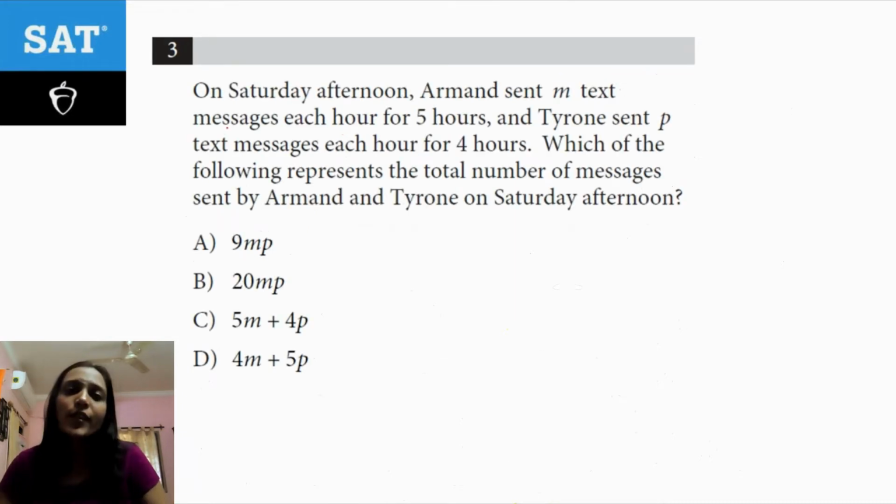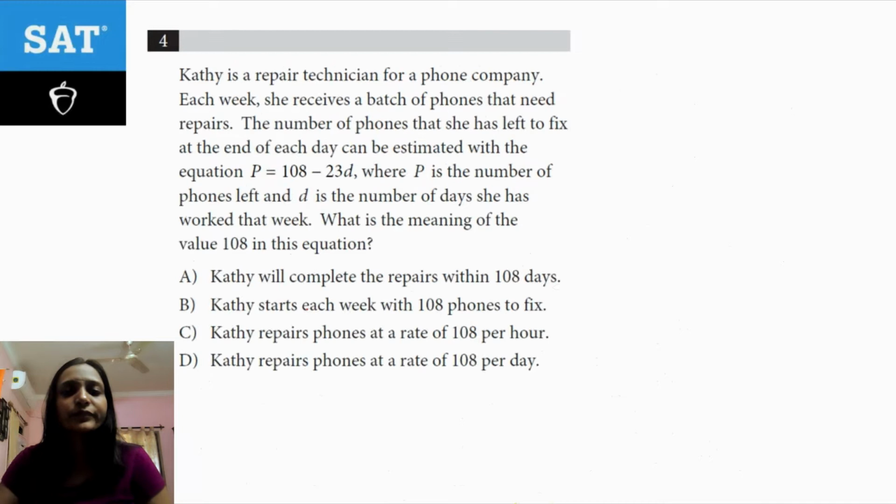Now, the third question is: on a Saturday afternoon, Armin sends M texts each hour for 5 hours, and Tyrone sends P texts each hour for 4 hours. Which of the following represents the total messages sent by them? So M texts for every hour over 5 hours would be 5M, and P texts for 4 hours would be plus 4P. So the number of texts would be 5M plus 4P in total.